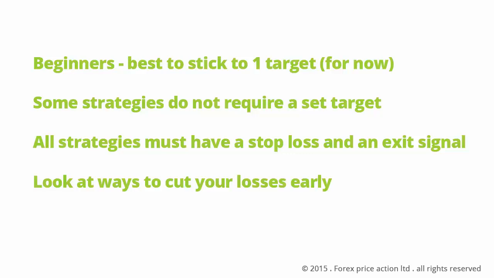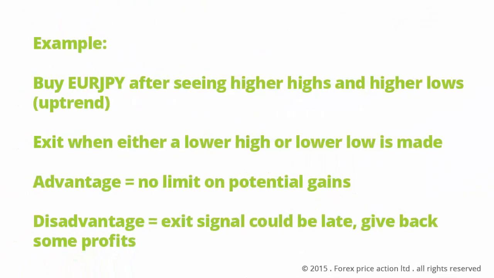For some strategies, the profit target can be left open until an exit signal is observed. For example, I look at the Euro Japanese yen and see a pattern of higher highs and higher lows. My analysis says that this is an uptrend, and I found an opportunity to go long. In my trading plan, I don't necessarily have to have a particular target profit level, but I must have an exit plan. From price action, I know that a lower high or lower low could signal the end of an uptrend. Therefore, my exit signal will be when I see either one of the two.